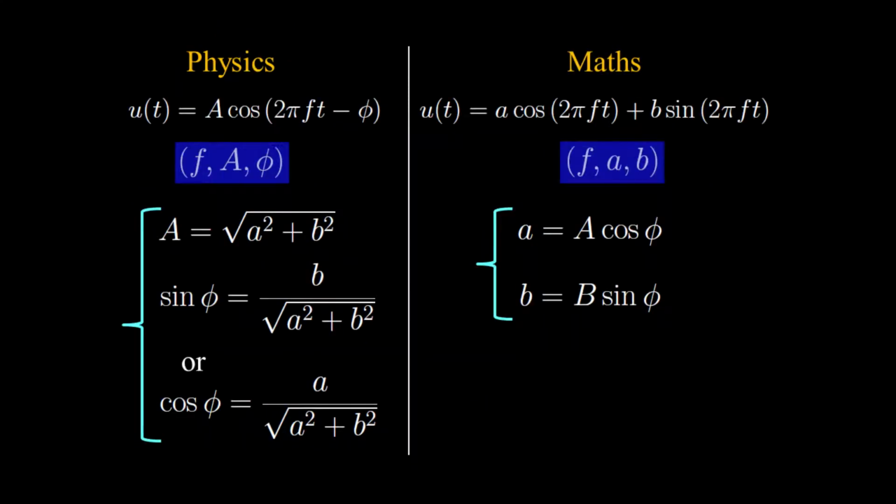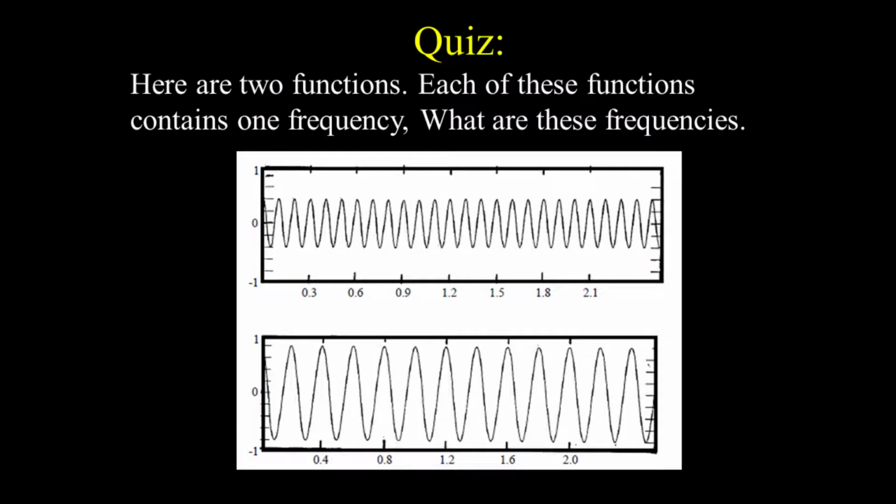Here is the physics description of the cosine wave. It brings out frequency, amplitude, and phase, that is, f, A, and φ. Here is the mathematical description of the cosine wave. It focuses on the orthogonality of the cosine and sine functions. F is the frequency, a is the scale of the cosine, and b is the scale of the sine. There are two functions. Each of these functions contains one frequency. What are these frequencies?